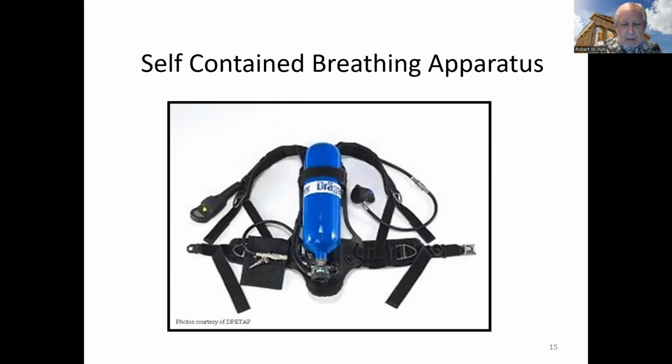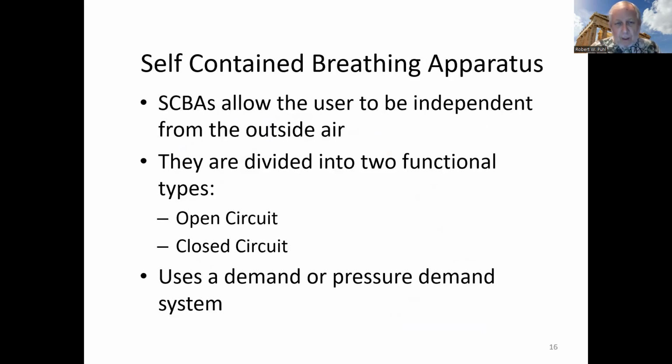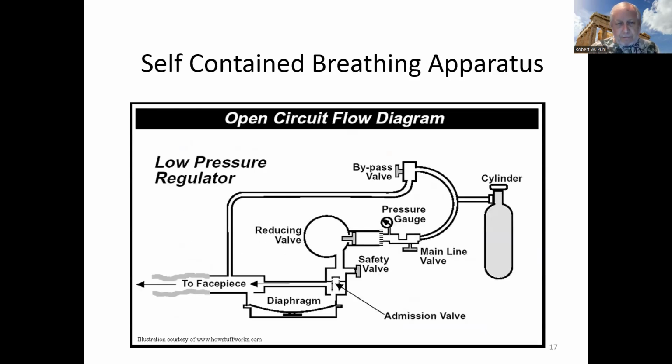Self-contained breathing apparatus. That's what it looks like there. The harness that fits on your back. You can see these go on. They usually hang on your back upside down, so what you consider the top of the container is on the bottom. SCBAs allow the user to be independent from the outside air. They're divided into two functional types, open circuit and closed circuit, and they use a demand or pressure demand system. There's your open circuit flow diagram.